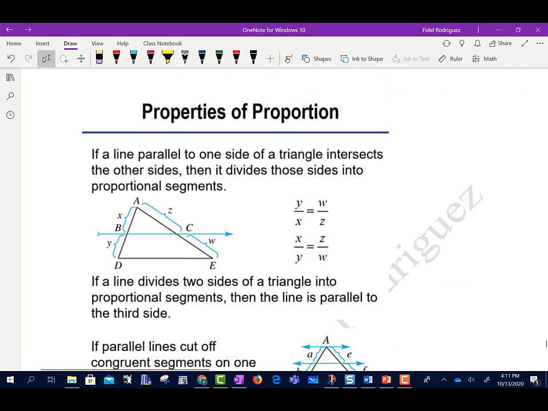All right, so properties of proportion. It says if a line parallel to one side of a triangle intersects the other sides, then it divides those into proportional segments.